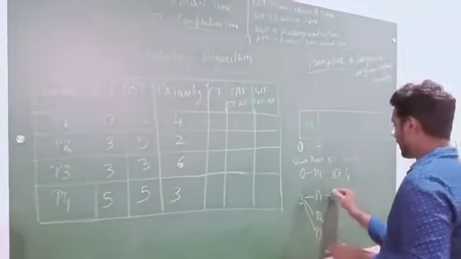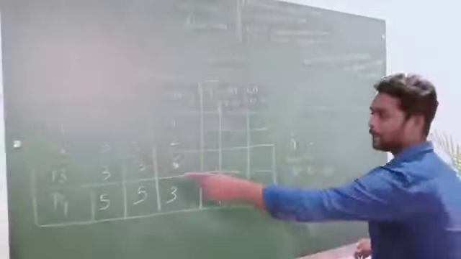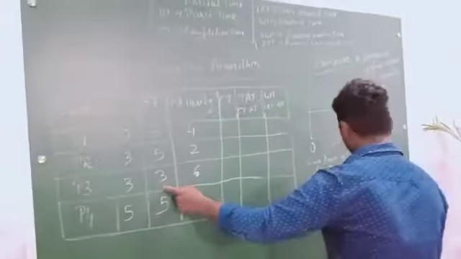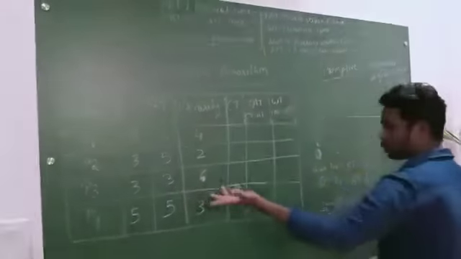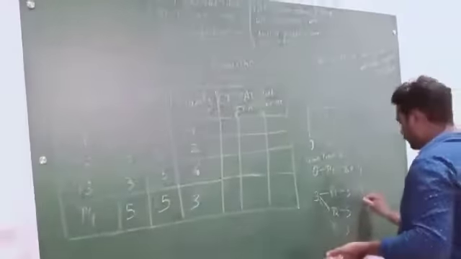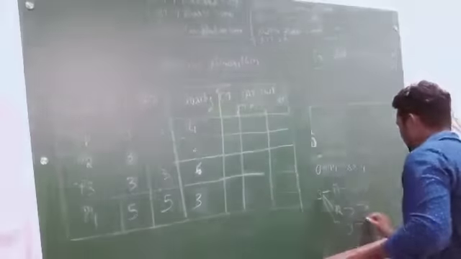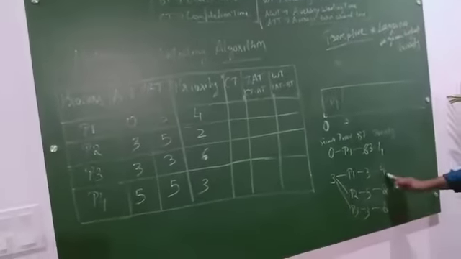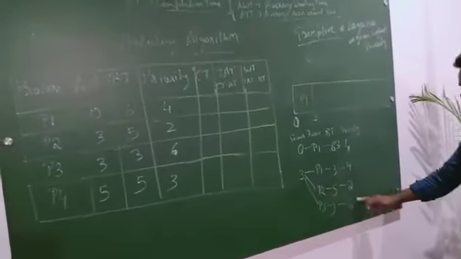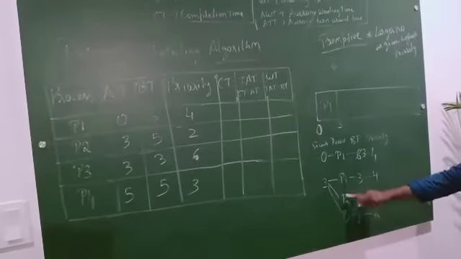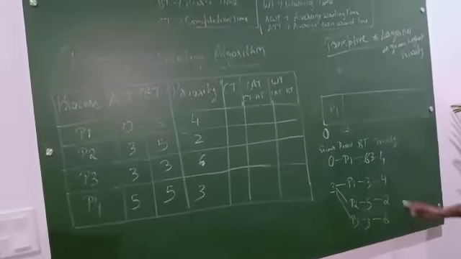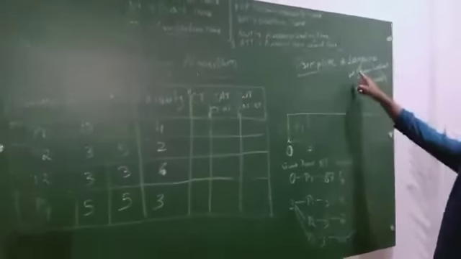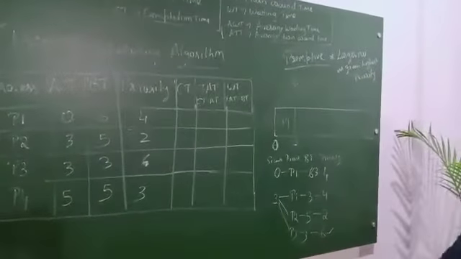P1 is having burst time of 3, P2 is having burst time of 5, P3 is having burst time of 3. But I need to check what? Priority. It is having 4, it is having 2, it is having 6. Larger number is given the highest priority. Among this, at the third second, which is having more priority? At the third second, P1, P2, P3, everything can execute. Which is having the highest priority? Larger number. That is your 6. I have given in the question, larger number is given the highest priority.